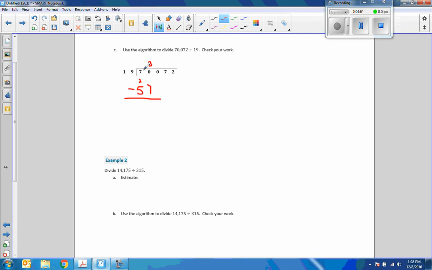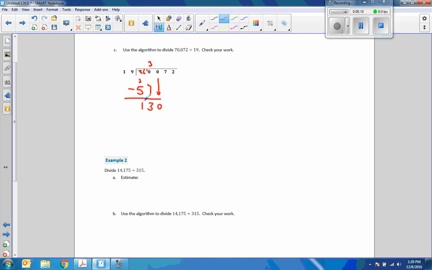And then subtract. Borrow from the 7, get 6. 10 minus 7 is 3. 6 minus 5 is 1. And make sure this number is less than this, or you didn't pick a big enough number. Okay? And I see a lot of students doing this. That's fine if you want to just show that you're bringing down this 0.